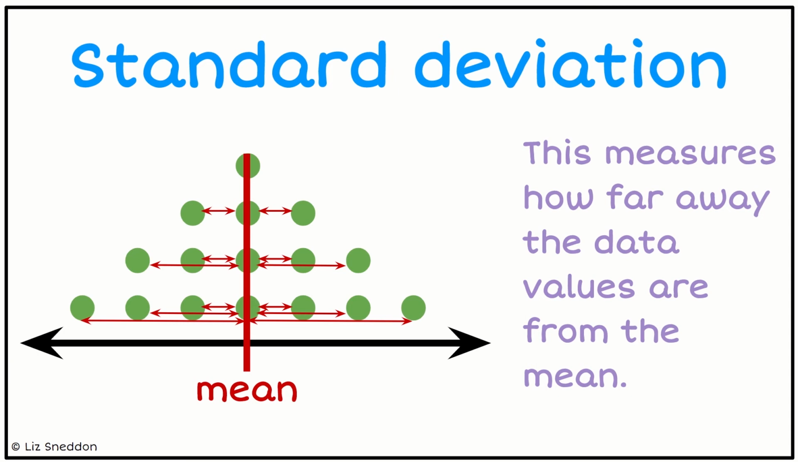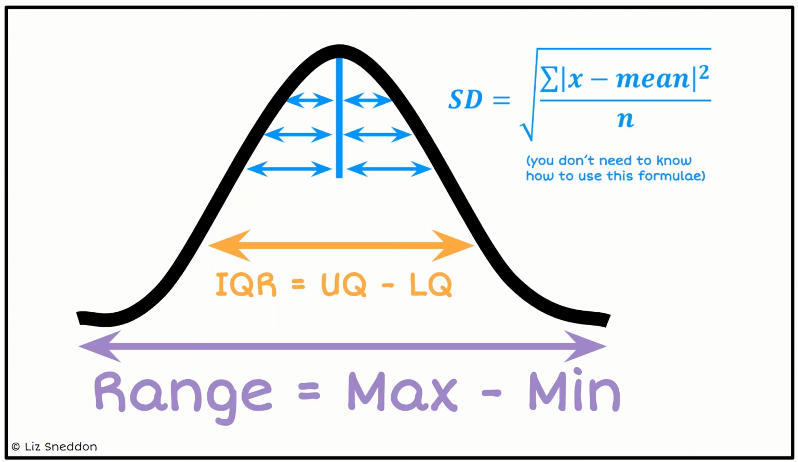So what the standard deviation does, it takes the mean. We first of all have to find where the mean is, and you can see I've got a line down the middle there with the mean. Then it takes every single data value and finds the difference between the data value and the mean. So the standard deviation is looking at the spread around the mean. So it's a bit different from our range, for example, which is doing the maximum minus the minimum.